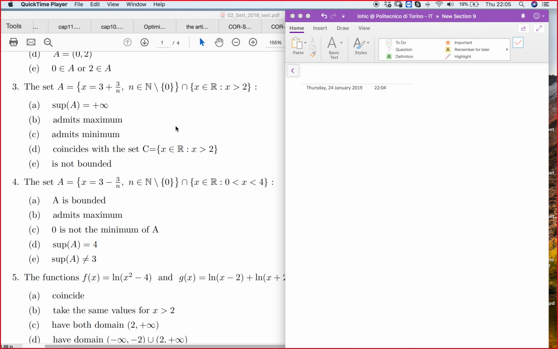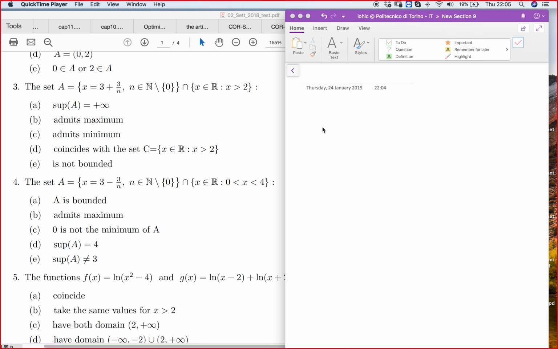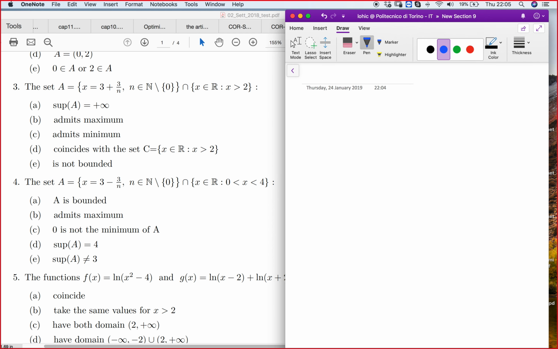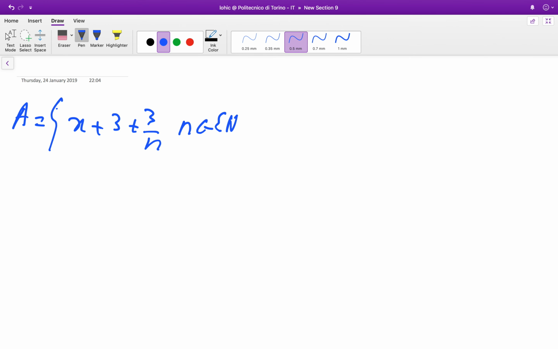We continue by solving MCQ number 3, in which we are given the set A. The set A is the set of x equal to 3 plus 3 over n, n belonging to N except 0, intersected with the set of x belonging to R such that x is greater than 2.